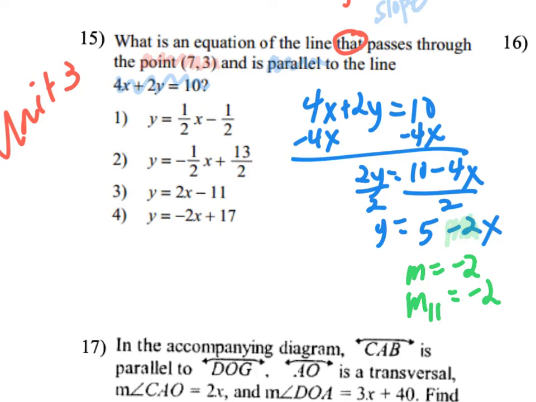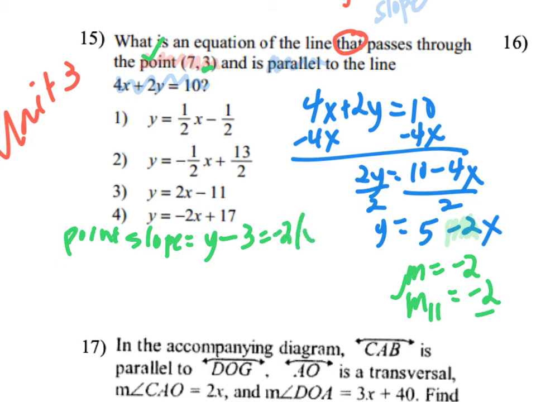Okay. Now, I'm given a point. So if I'm given a point and I'm given a slope, I can write point-slope form, right? So my point-slope form is going to be y minus whatever the y coordinate is, which is 3 over here, 3 equals m, my slope, which is negative 2. Negative 2 times x minus my x coordinate, 7.